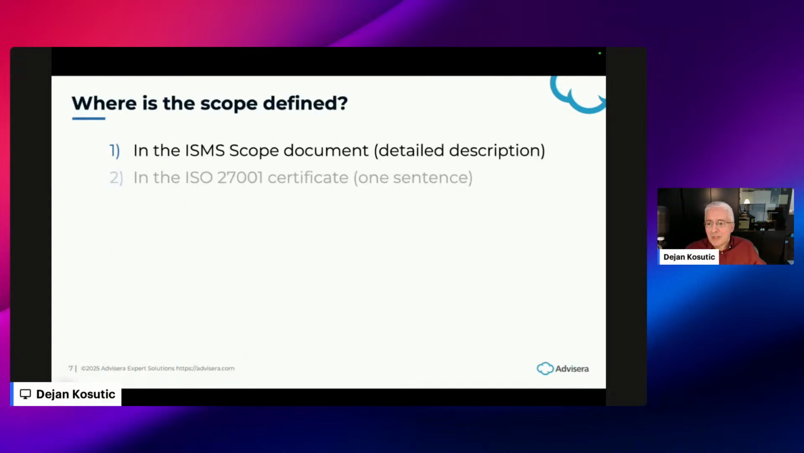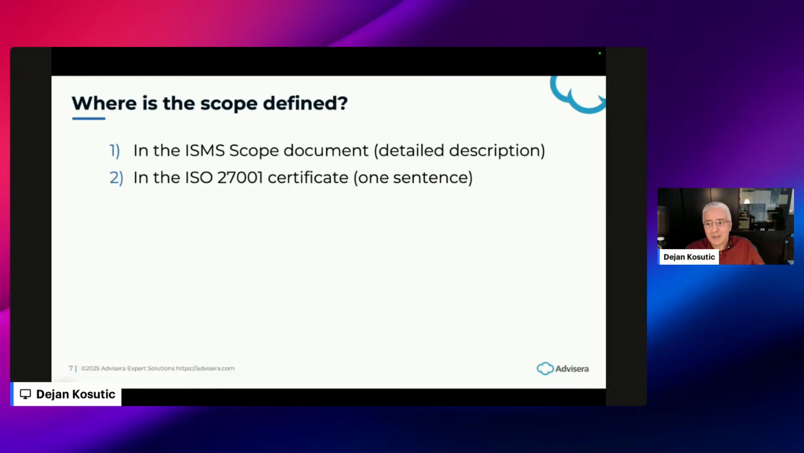Good. Now let me move on to the question of where you document and define the scope. The first document that you have to write is the ISMS scope document. This is your internal document. You can write it on one or two pages, where you define the elements of your scope. I'll show you the elements in the next slide. This document is a bit more detailed than the next one.